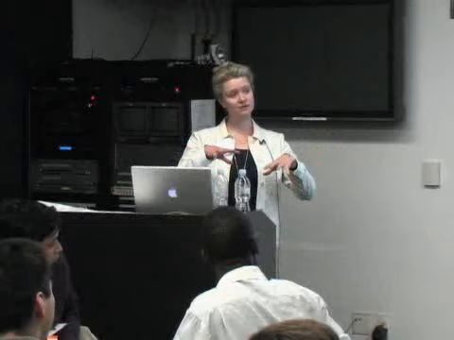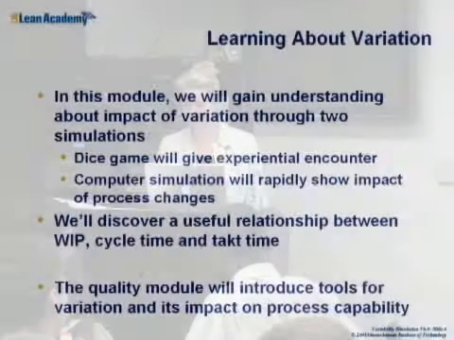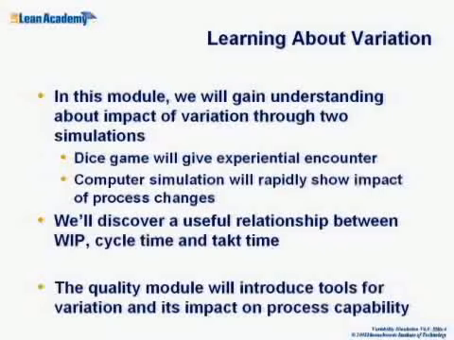So what we're going to do in the next half hour, 40 minutes or so, is really linked to what the rest of the course has been talking about. We're going to learn about variation in two ways. First, you're going to get to touch it and feel it with the dice and poker chip game that's in front of you now. Then our second exercise will be a computer simulation, where we're going to do a lot of rounds, and we'll try to quickly show you some of the impact that variation has on processes.